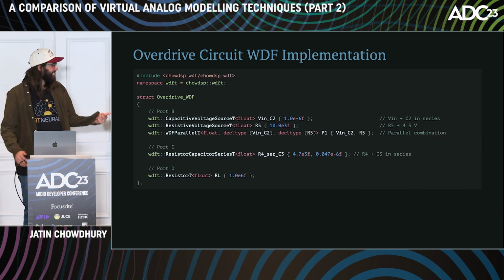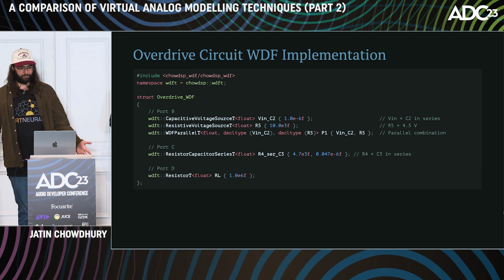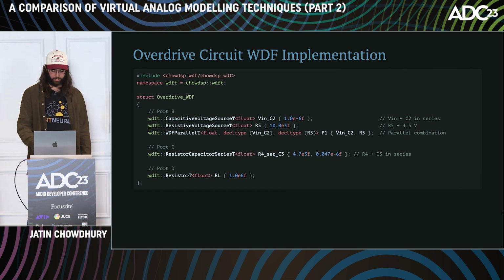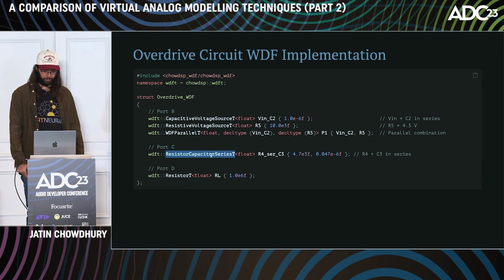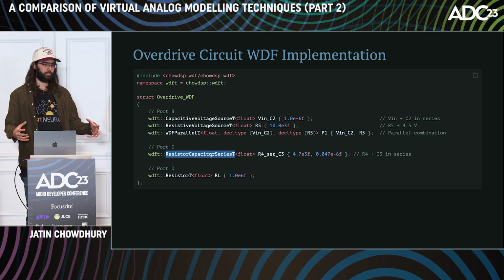Anyway, this is how I would make this circuit model using my library. For group B, you can just write down your capacitor and your resistor and your parallel adapter. And then I have these combined elements, which for some reason the compiler is able to optimize a little bit better if you pre-compute two elements in series with each other. So that's what I'm doing there.